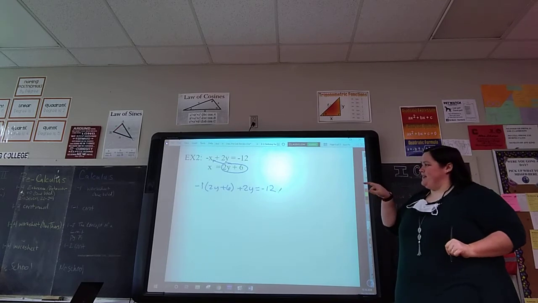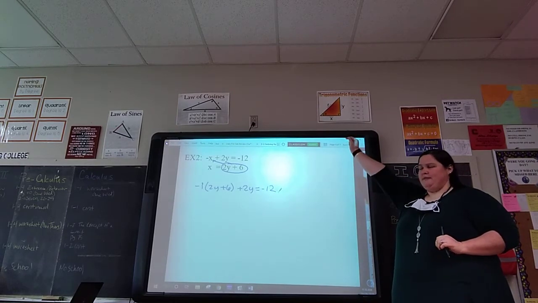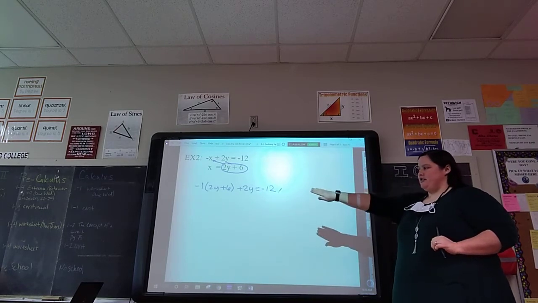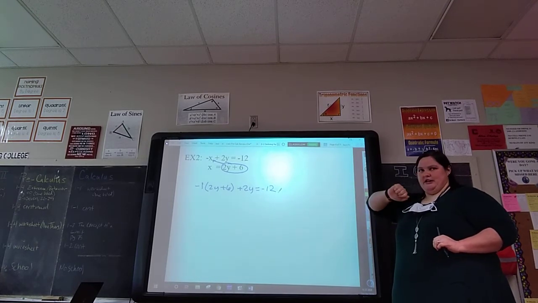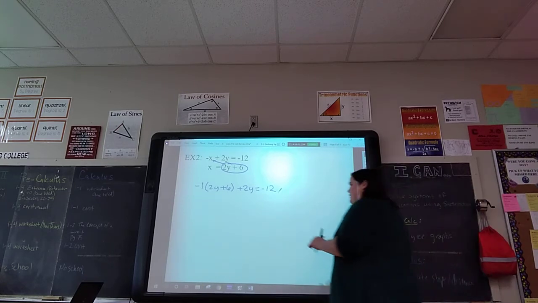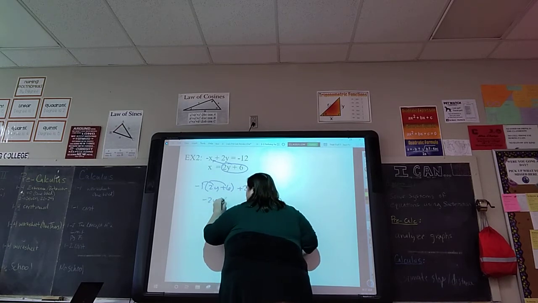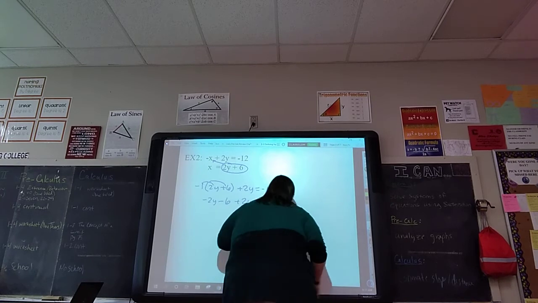So again, I replace the x in the top equation with 2y plus 6. Again, keep that negative because we're going to distribute that here in a second. And then also don't forget the rest of the equation. So then I also have the 2y and the negative 12. So then what do I need to do? Distribute. Yep. So I'm going to distribute that negative. So I got negative 2y minus 6 plus 2y equals negative 12.